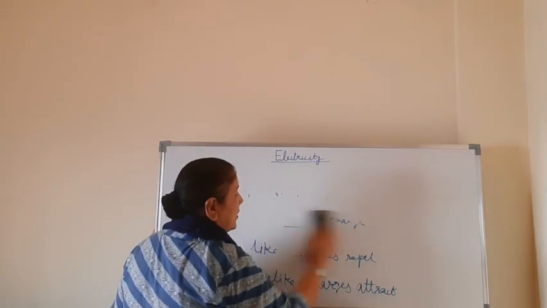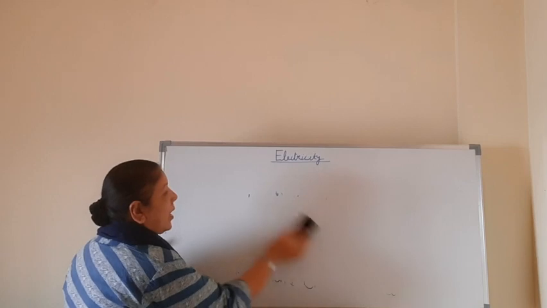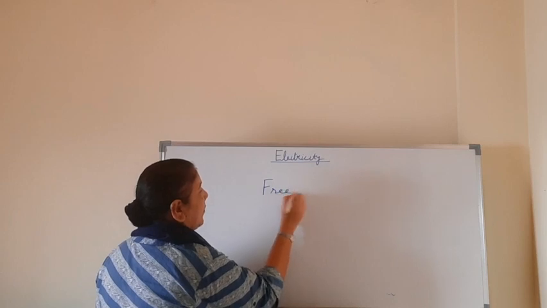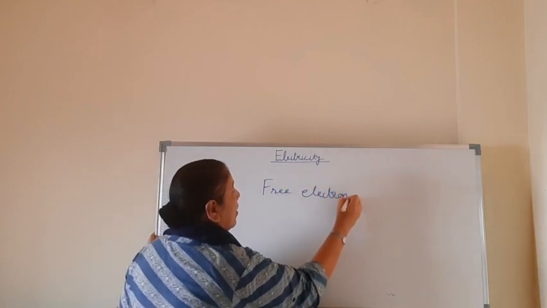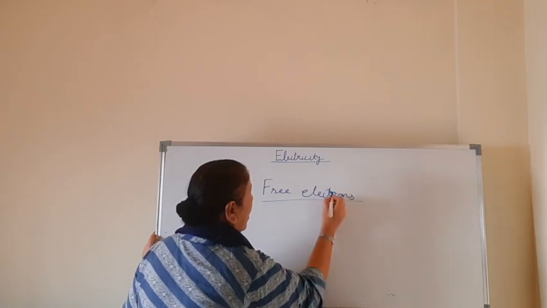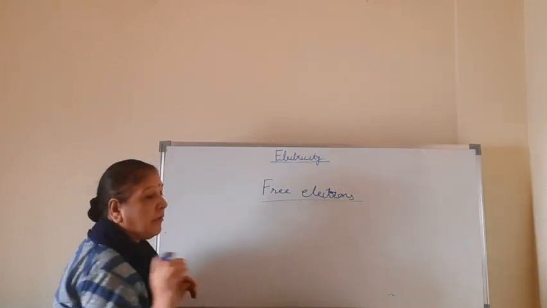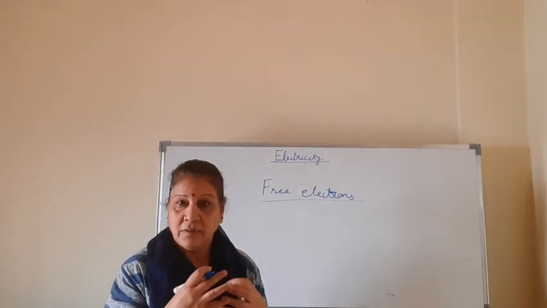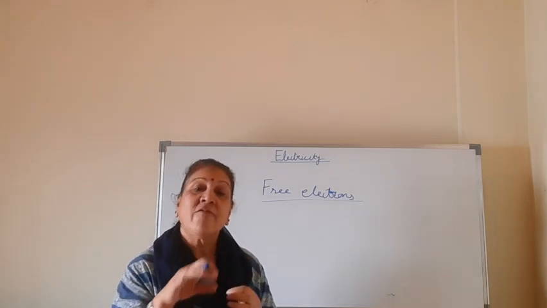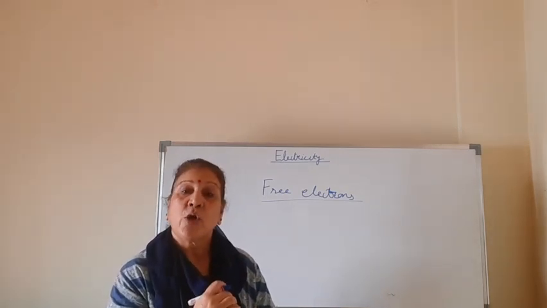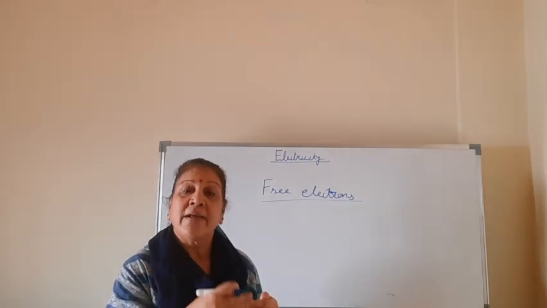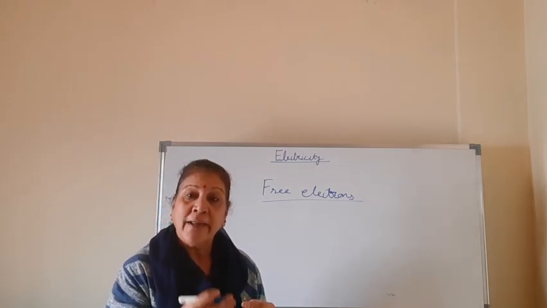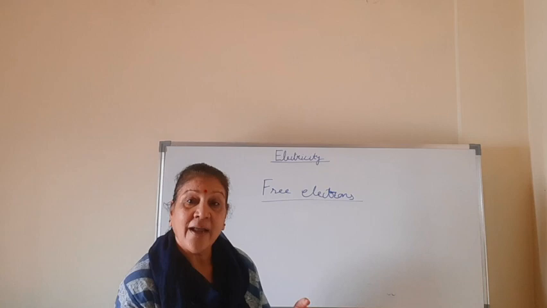So what happens, students? If you ever heard in chemistry, there are free electrons. There are a few electrons which are loosely bound with the nucleus, not strongly bound, and they revolve in the outermost orbit of the atom. They jump from one atom to another in a substance or in a material. They are able to conduct electricity, and that's why these materials are called conductors also.